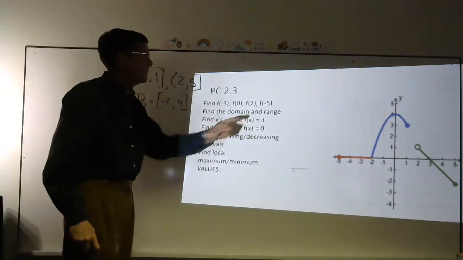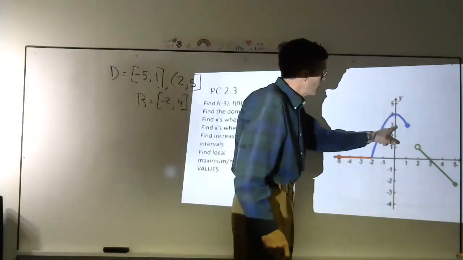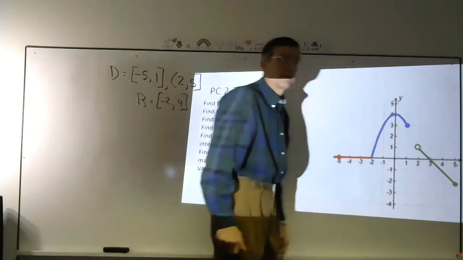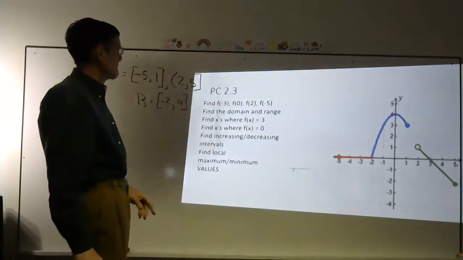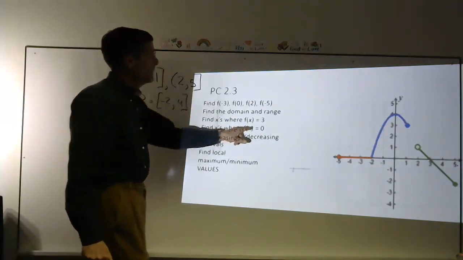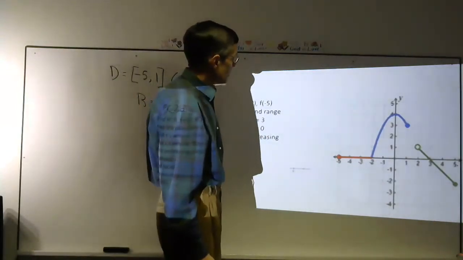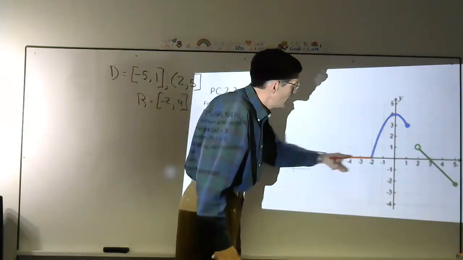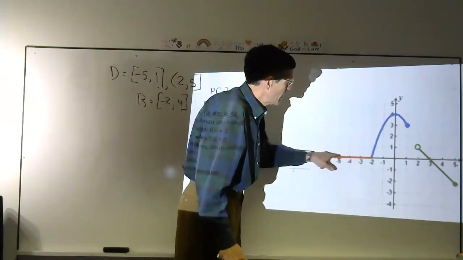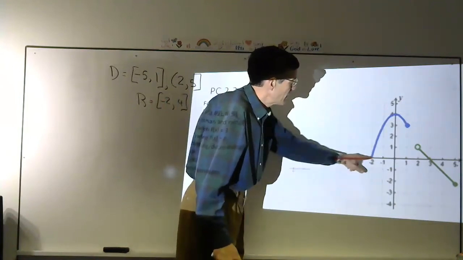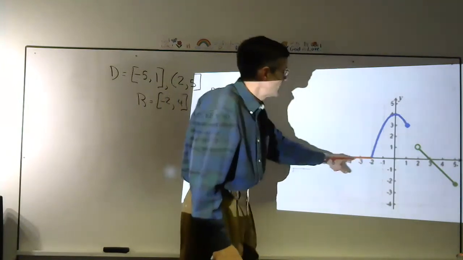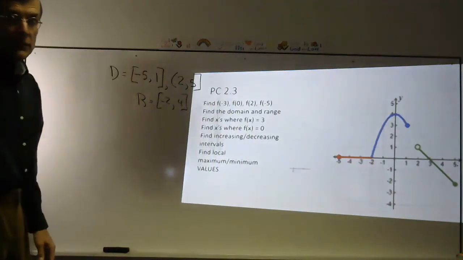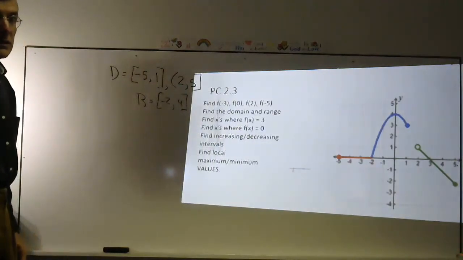Find x's where f of x is 3. Here's y value of 3. -1 goes up to 3, and +1 goes to 3. So -1 and +1. Find x's where f of x is 0. Where is the y value 0? -5 to -2, in there. Okay? Bracket, -5, bracket, -2, it's equal to 0. And also, over there at 3, it is equal to 0. Think about that a second.